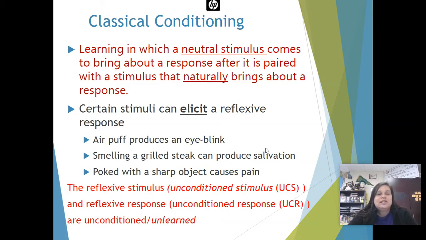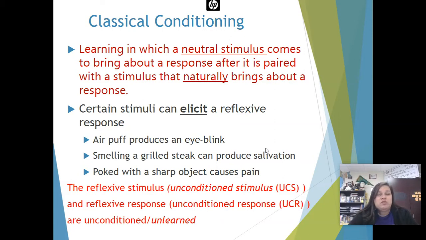So in classical conditioning, the big thing that's happening here is that we have something that is neutral, a neutral stimulus that didn't initially cause any kind of response, that's being paired with something that naturally does cause a response. So there's just certain stimuli that elicit or bring out a reflexive response.